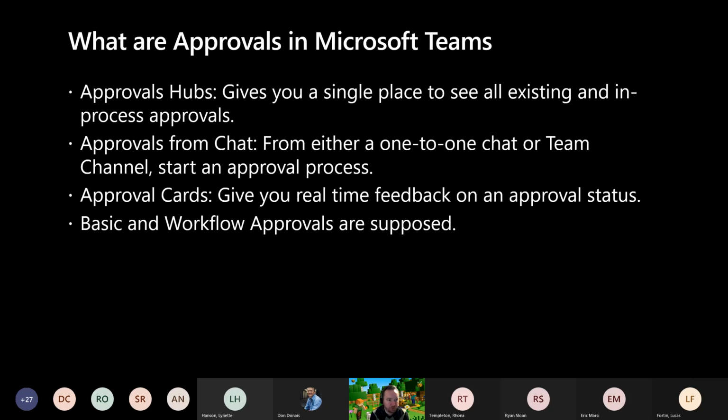So what are approvals? The first thing is there is an app in the Microsoft Teams App Center, or the App Store, that gives you a single place to see all of your approvals, those that are existing, those that are in process, pretty much everything you might want to see in a singular place. You can send your approvals from chat, from team messages, all sorts of different places. And then we have these ideas of approval cards, and you'll see those as well. I just want to level set what some of the terminology is, so that you can think about it as we go through it.